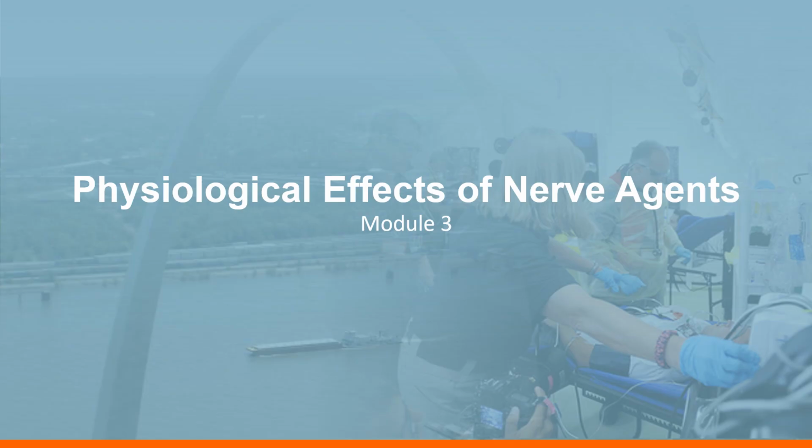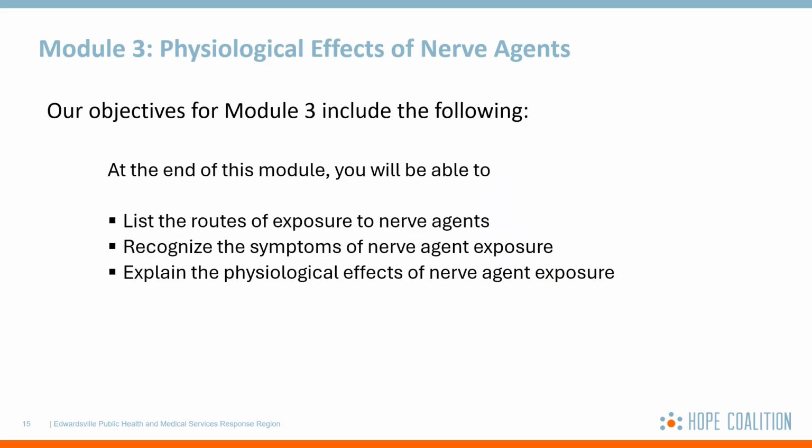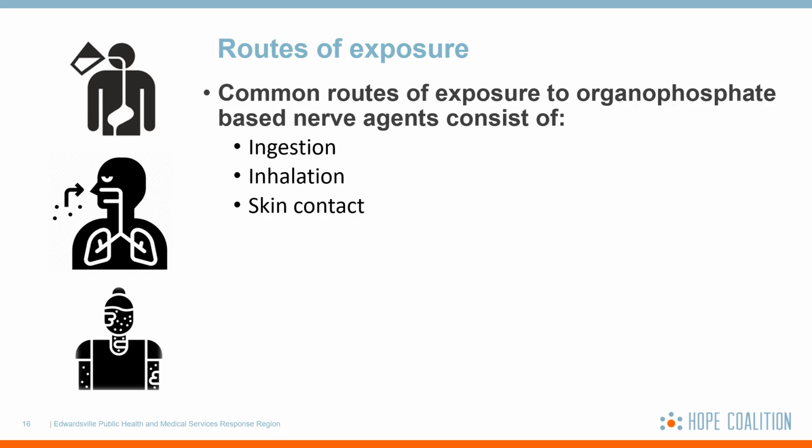Welcome to Module 3, Physiological Effects of Nerve Agents. Our objectives for Module 3 include the following. List the routes of exposure to nerve agents, recognize the symptoms of nerve agent exposure, and explain the physiological effects of nerve agent exposure. Common routes of exposure to organophosphate-based nerve agents include ingestion, inhalation, and skin contact or absorption from skin contact.